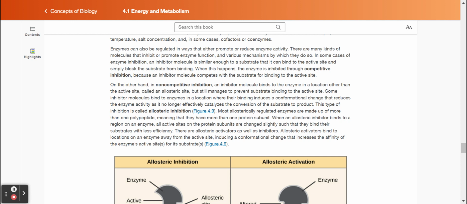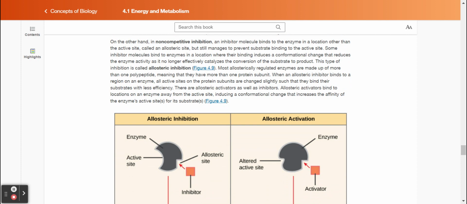In some cases of enzyme inhibition, an inhibitor molecule is similar enough to a substrate that it can bind to the active site and simply block the substrate from binding. When this happens, the enzyme is inhibited through competitive inhibition because an inhibitor molecule competes with the substrate for binding to the active site. On the other hand, in non-competitive inhibition, an inhibitor molecule binds to the enzyme in a location other than the active site, called an allosteric site, but still manages to prevent substrate binding to the active site.